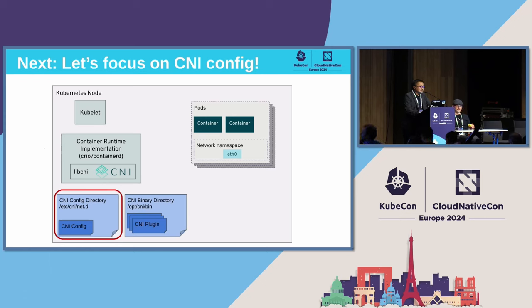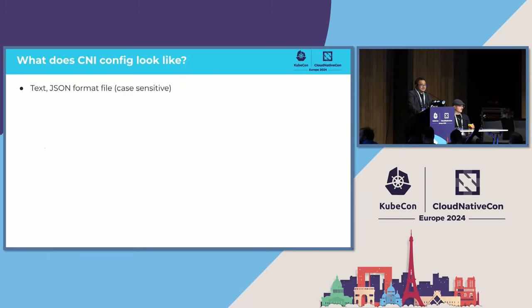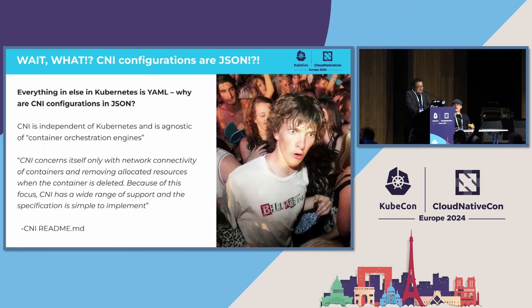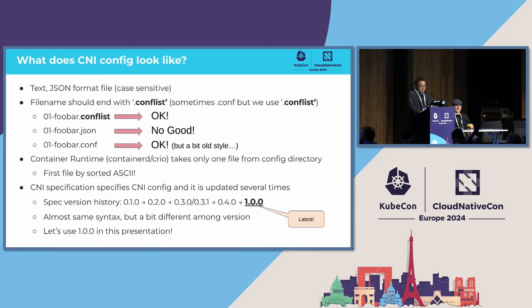So let's focus on the CNI config side. First thing, a CNI config is a JSON text file, not a YAML file. Of course, if you're good at Kubernetes, everything is written in YAML, and you may be wondering why CNI uses JSON, not YAML. This is a kind of historical point. CNI is not under Kubernetes; it is just a separate project. CNI is pretty independent of Kubernetes, and Kubernetes uses CNI. So unfortunately, the CNI config is a JSON text file.